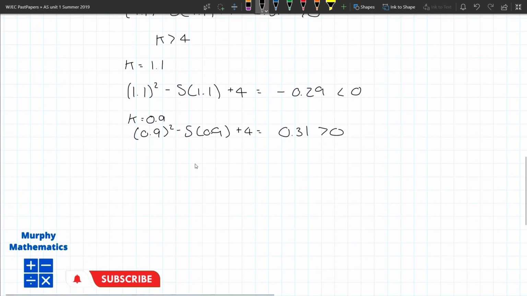Okay, so we now know that k needs to be less than 1, or k needs to be greater than 4, and we can write that together. So k needs to be less than 1, or k needs to be greater than 4, and that's our solution. That's our range of k.